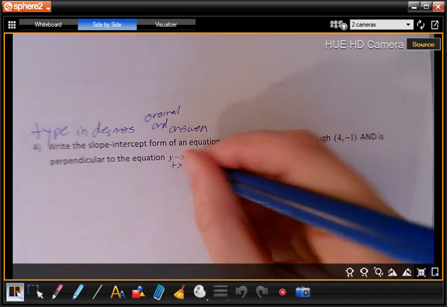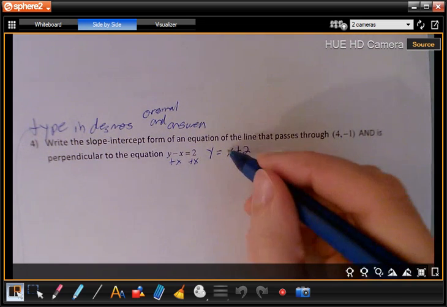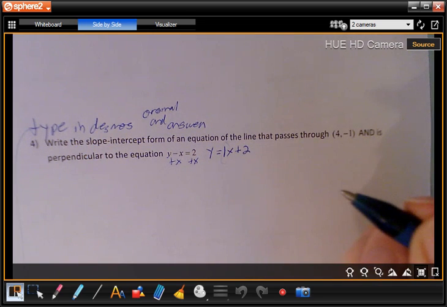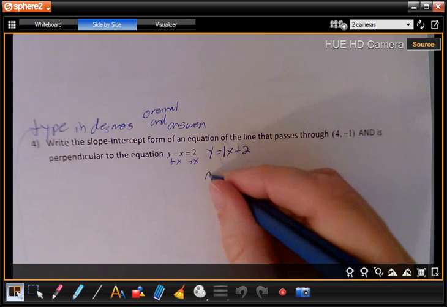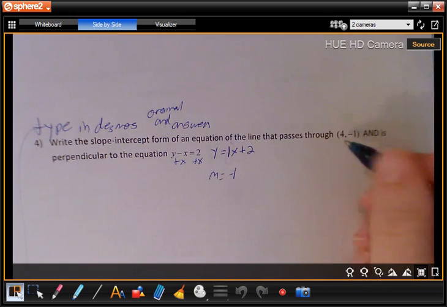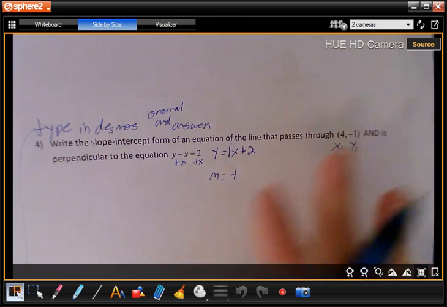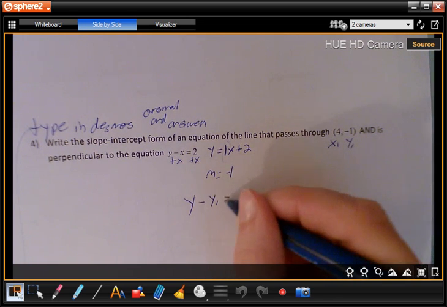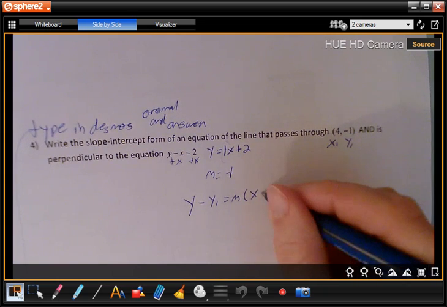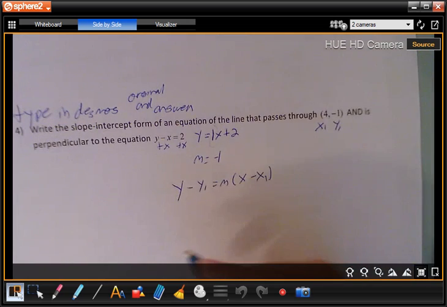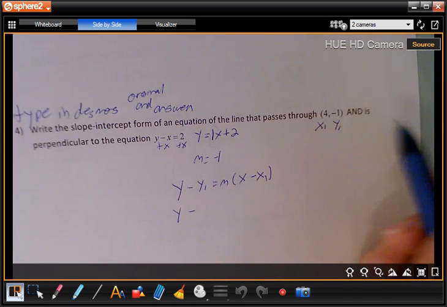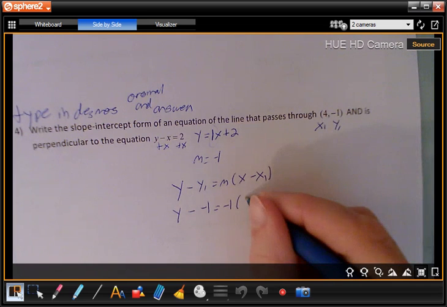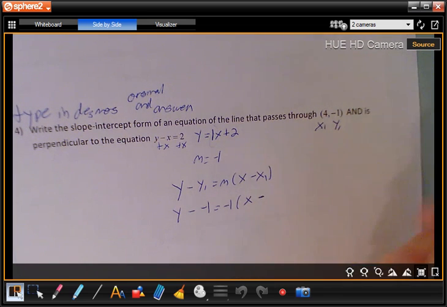All I did is add the x to each side. And I can see right here, there's nothing in front of x. That means there has to be a 1. The opposite reciprocal of 1 is -1. This is my x1, y1, and then I'm just going to plug it in like I've done before. y minus y1 equals m times x minus x1. So I've got y minus a -1 equals -1 times x minus 4.